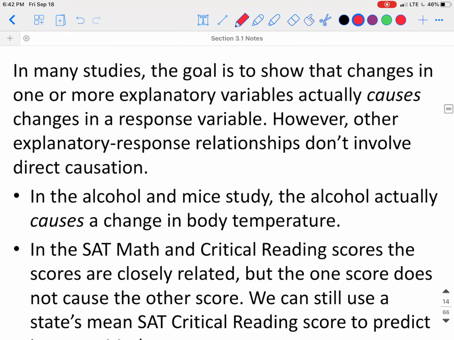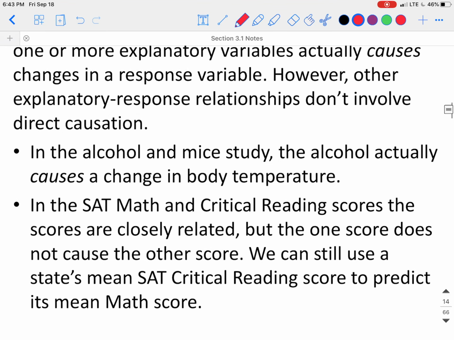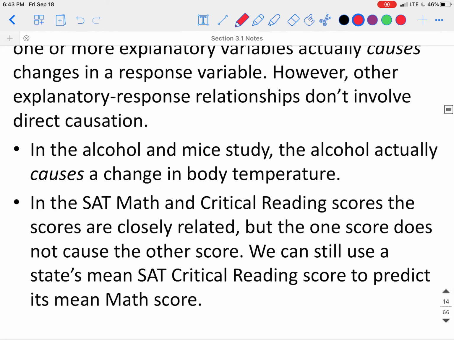In many studies, the goal is to show that changes in one or more explanatory variables actually cause change in a response variable. However, other explanatory response relationships do not involve direct causation. In the alcohol in mice study, the alcohol actually causes a change in body temperature. In the SAT math and critical reading scores, the scores are closely related, but one score doesn't cause the other score. We can still use the state's mean SAT critical reading score to predict its mean math score.